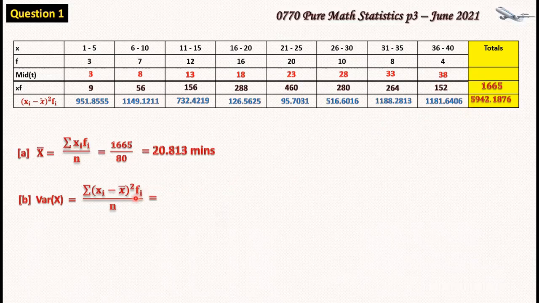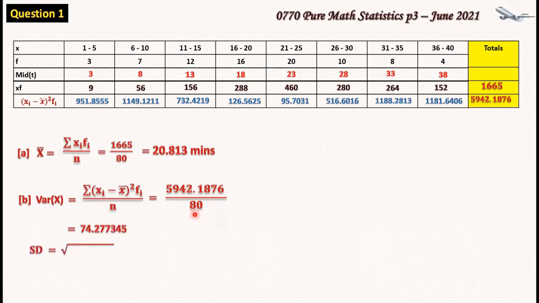5,942.1876. Therefore, our variance would be equal to this value divided by the sum of frequencies. We had a total of how many statistics? 80. So divided by 80, this gives us the variance. But remember, we are not looking for the variance. We are looking for the standard deviation. So the standard deviation equals the square root of the variance, that's sigma, which gives us 8.618. The answer is also to 3 decimal places.